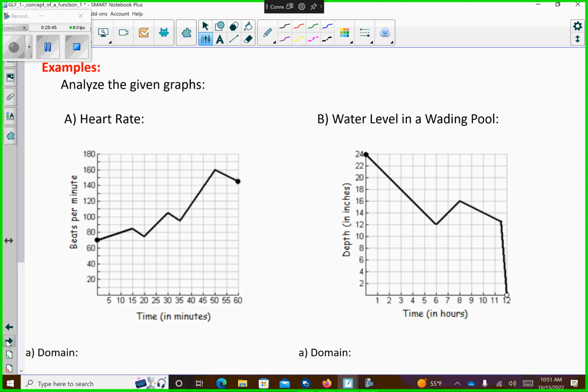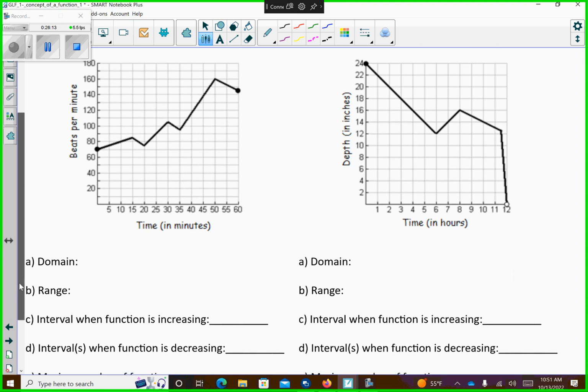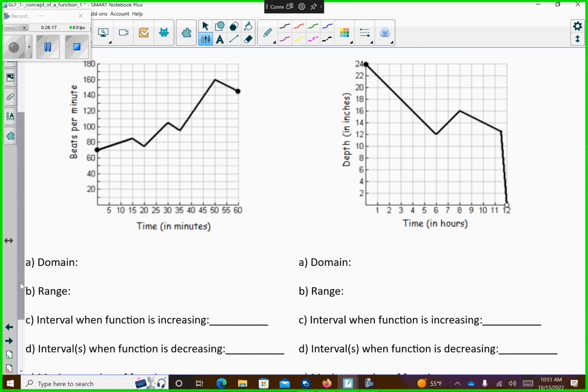All right. So hang on. Go back a page or so. The domain was what value? Fancy way of saying x. Okay. The x on this one would be our time in minutes. What was the range? The y values. Fancy way of saying y. So this is beats per minute. Okay. Now, before I go further, I'm going to talk about the domain of this other one. What's the domain on the swimming pool? What's the x value? Time in hours. What is the range? Depth in inches, right?